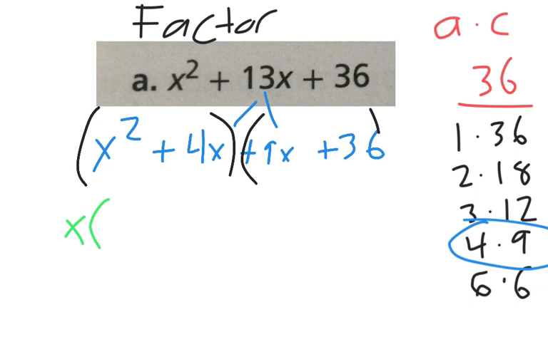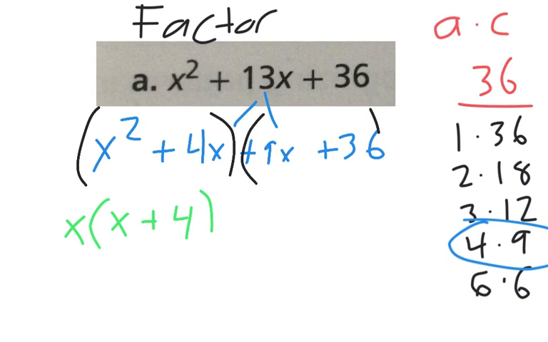What happens if I factor an x out of x squared? That leaves me with x. What happens if I factor an x out of 4x? That leaves me with 4. Are you sure you got the GCF down? Yes. Okay.